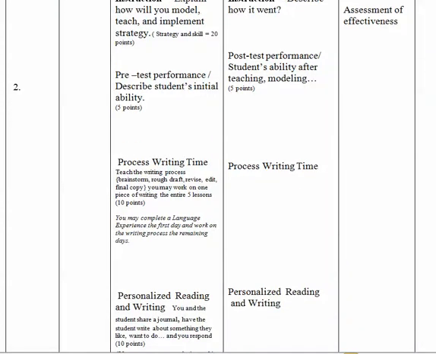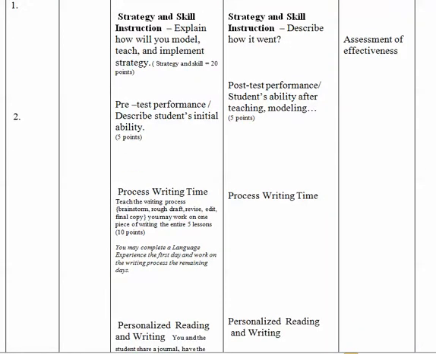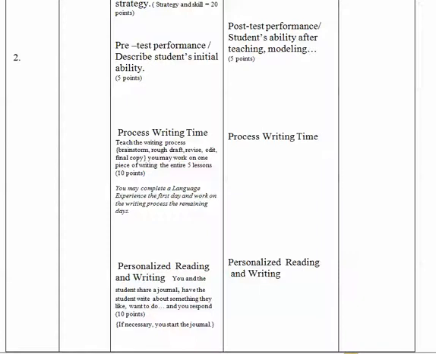The next part of column 3 is the process writing time. This is where you are going to work on this child's writing ability. When we talk about the writing process, we're talking about all the steps, and we want our students to know you don't just sit and write and turn it in. This is something that may be worked on all 5 lessons. You may not even complete it in 5 lessons.